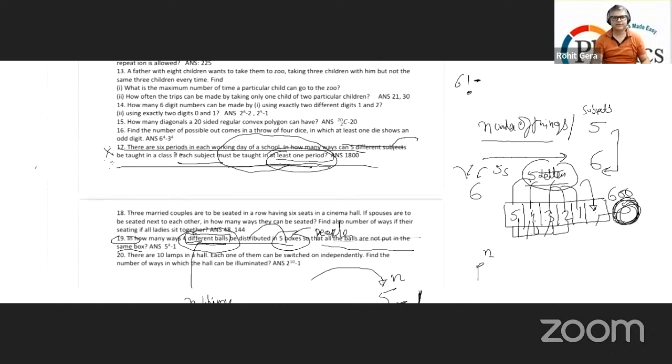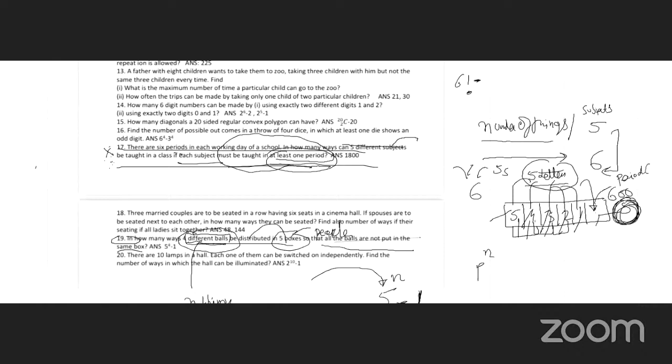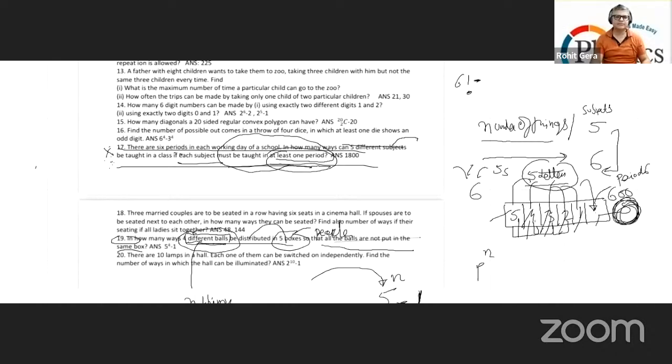If I've taught 1 subject here, I'm teaching 2nd, 3rd, 4th and 5th. सबका एक एक निकल गया मेरा. अब मेरे को रिपीटिशन अलाउड है. एक सब्जेक्ट दोबारा ले सकता हूँ मैं. बट आई एम सिलेक्टिंग द पीरियड नंबर 6, रिमेंबर. ठीक है. If I take up a period number first to do that, second, then what happens? So this period can have how many places? 1 2 3 4 5 6. 300 into 6 is equal to 1800. Got it?